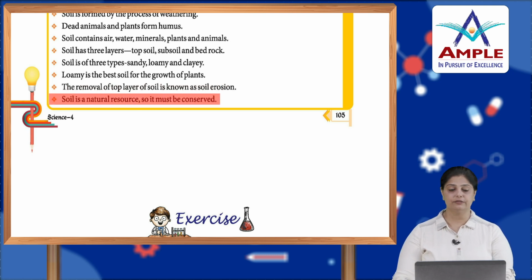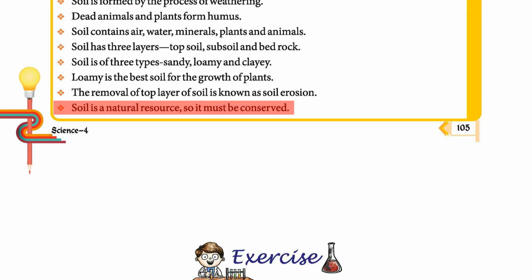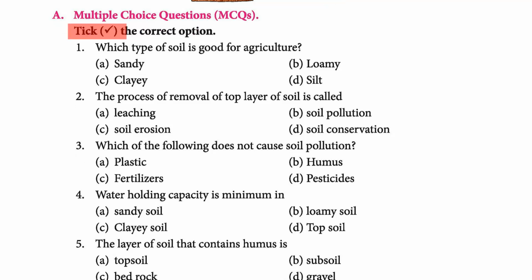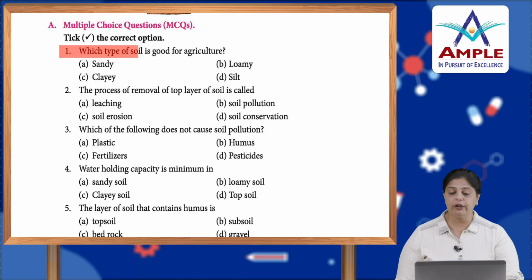Now, let us see how much you followed the chapter and let us do these exercises quickly. Take the correct option. Which type of soil is good for agriculture? Sandy, loamy, clayey or silt? It is loamy. The process of removal of top layer of soil is called leaching, soil pollution, soil erosion or soil conservation? It is soil erosion. Which of the following does not cause soil pollution? Plastic, humus, fertilizers, pesticides? It is humus.